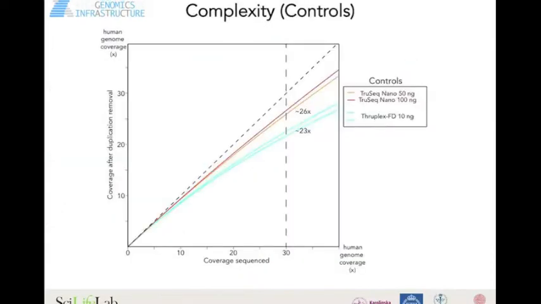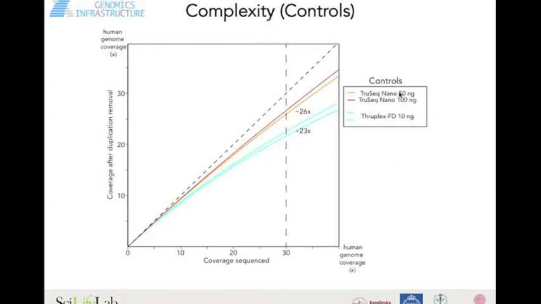So then we return to the complexity plot. Here, for simplicity, I've simplified it to human genome coverage, because that's what we're talking about. We want to sequence whole genomes. And so I grossly simplified the plots from 300 million reads to 30x, which is not entirely incorrect, but not entirely correct either. But it makes the plot easier to look at. So I just want to bring that caveat in there.